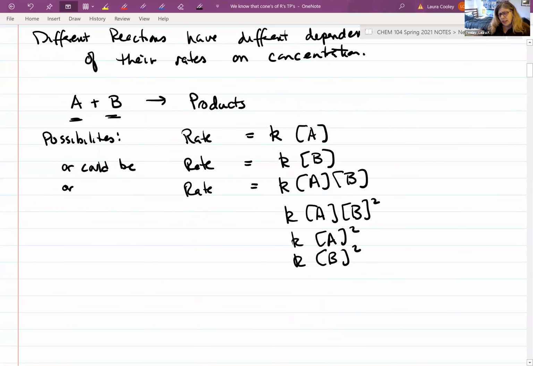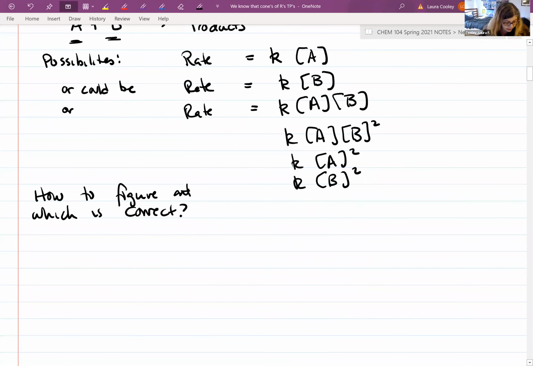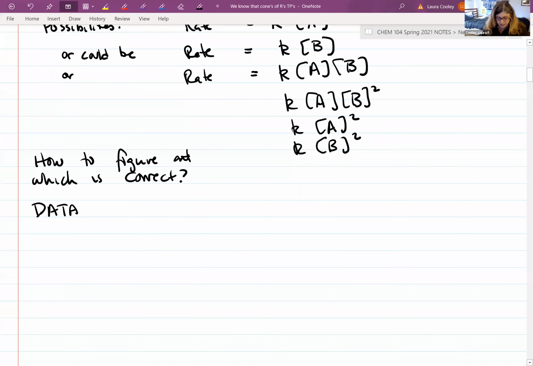Later in the lecture after next, we'll talk about in what cases you can actually look at a reaction and say, oh, I know what the rate law is, but we're not there yet, okay? So there's all these different possibilities. So how to figure out which of these is correct? The way to do that is to use data. This is really the only way you can do that, all right?